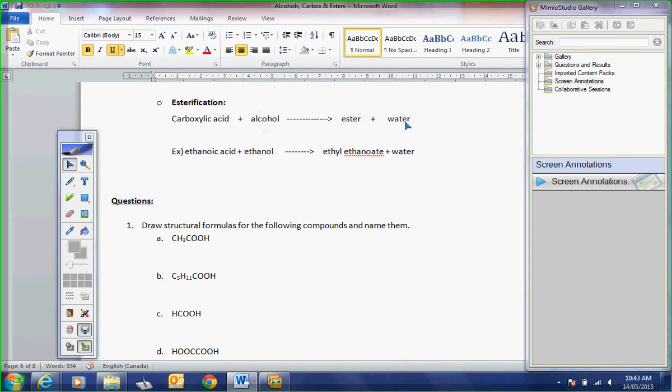This is also called dehydration synthesis. Have I written that on your? No. Okay, so it's also called dehydration synthesis. What does dehydration mean? Missing water, removing water, taking away water. So guess what we're going to do? We're going to remove water, we're going to take away water, and we're going to end up with a product. So let's do an example, ethanoic acid.